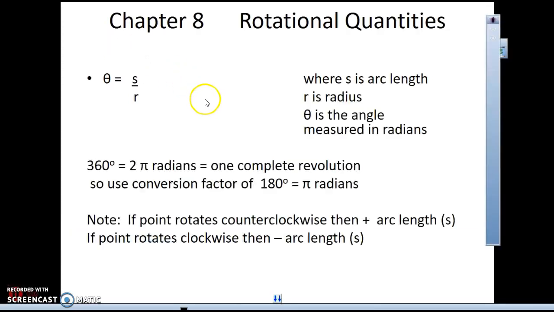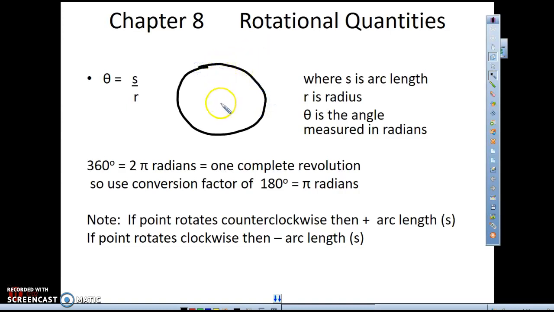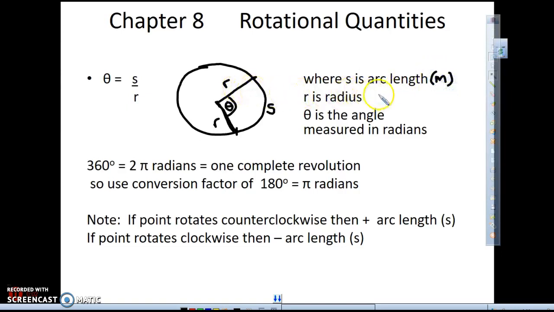Okay, so most of you are familiar with radians and how we measure that, but just as a quick review here, if we have something that's going in circular motion and we have it covering a certain angle, this is the radius, and this right here is going to be an arc length. This is going to be the distance traveled from here to here, and that is going to be in meters. And the radius is going to be in meters. And theta is going to be the angle measured in radians. And so we have S in meters, we have R in meters.